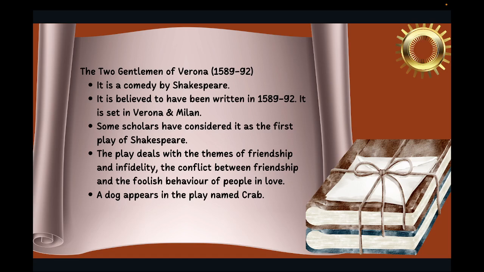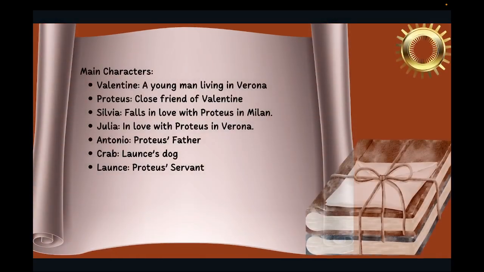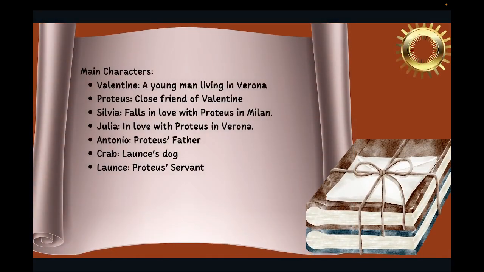The play deals with the themes of friendship and infidelity, the conflict between friendship and the foolish behavior of people in love. And a dog appears in the play named Crab. You must have seen it in Shakespeare in Love, the importance of dogs.